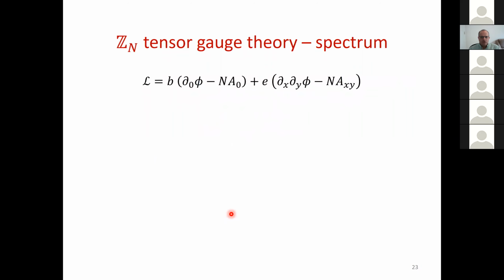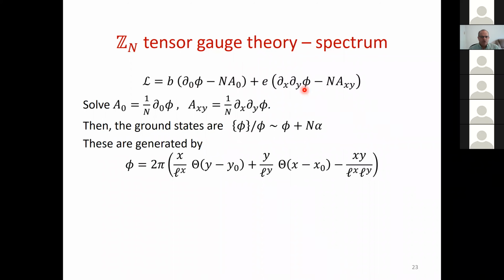And what is the spectrum? So we take this Lagrangian. How do we analyze the spectrum? There are various ways we can do that. A simple way is the following. The Lagrange multipliers B and E tell us that we can solve for A0 given D0 phi. We can solve for AXY given phi. So given phi, we can solve for A0 and AXY. This is the solution. So the ground state of the solutions is the space of all possible phi's modulo the gauge symmetry, which is this identification.